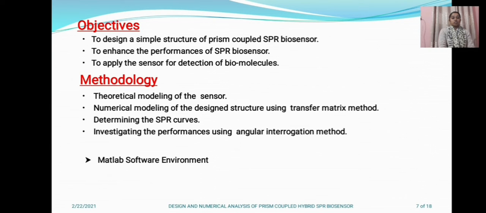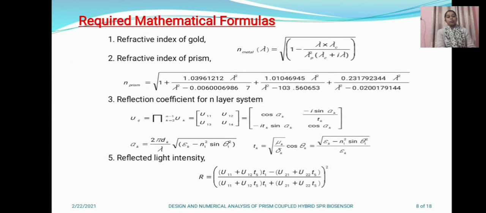Methodology. The angular interrogation method with ATR is used to determine the SPR performance. The reflectance intensity curve can be observed carefully to achieve our objectives. The transfer matrix method is used to characterize the performance mathematically. Here, MATLAB software is used as a simulation tool. Required mathematical formula: this mathematical formula is used to determine our findings.